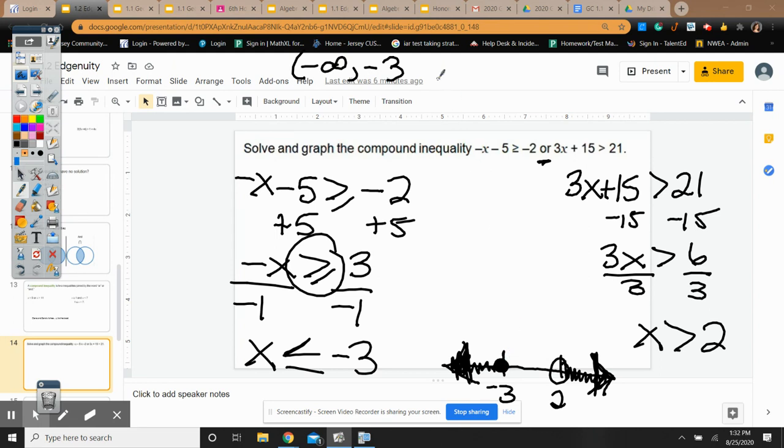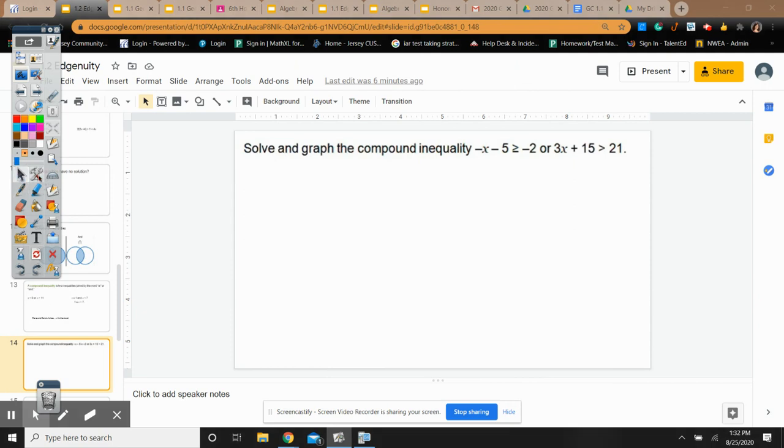Negative 3 is a solid, so we put a square bracket. Then we put the union, because remember the boat goes in here. And then 2 is an open parenthesis because it can't be 2, and it goes all the way to infinity. And infinities always get parentheses because you can never get to infinity. Okay, moving on. Did I just do that one?